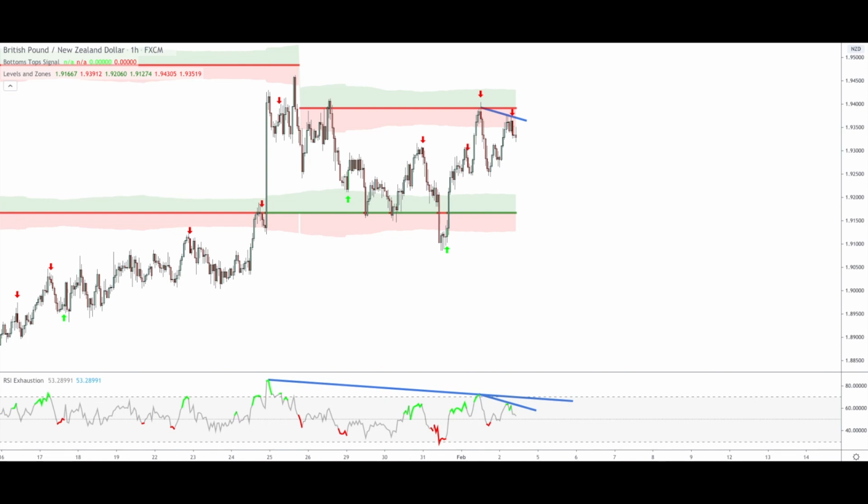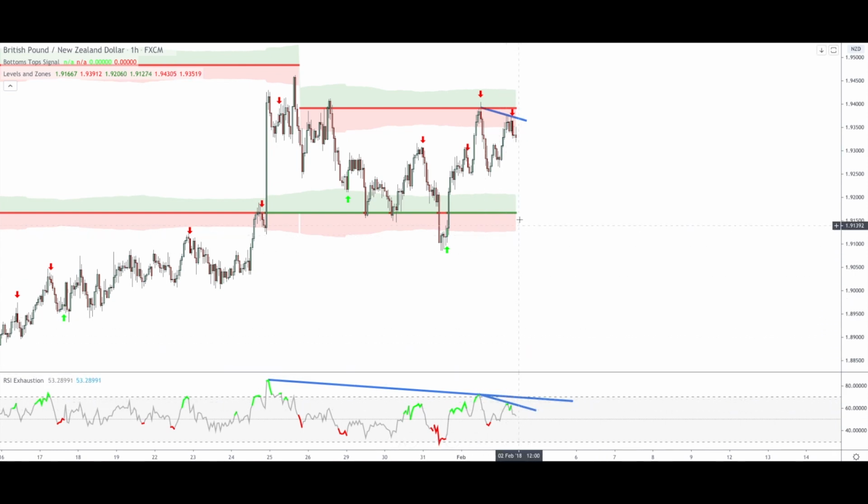The second condition that we need to check is to have the RSI exhausted, and in this case we have the RSI exhausted. You see, it's bullish exhausted here because it's green. It's also bullish exhausted here where we started our trend line, and so it's a very good sign that our analysis is sustained by the technical evidence.